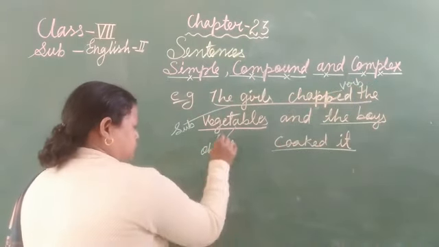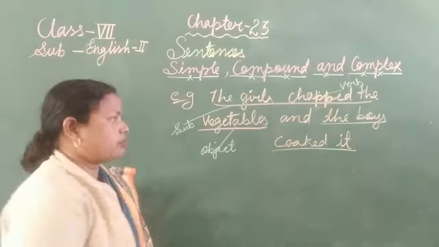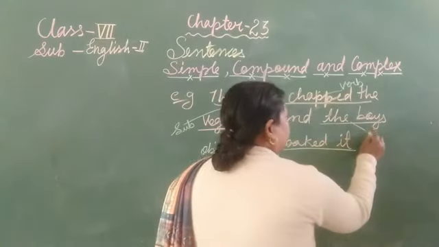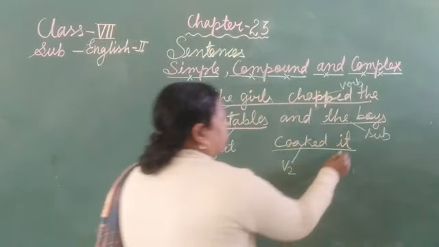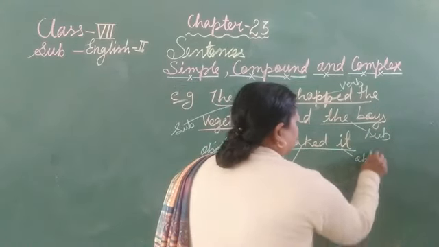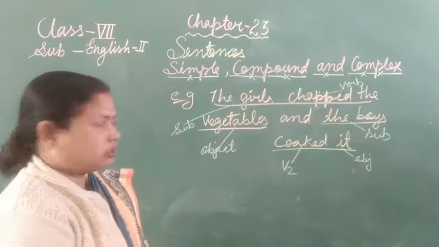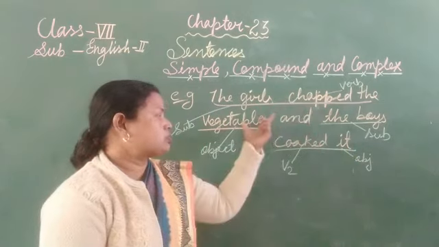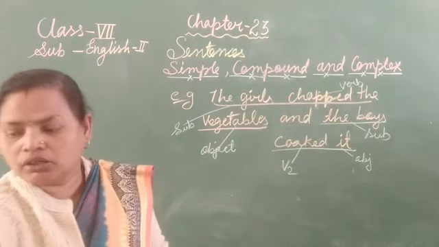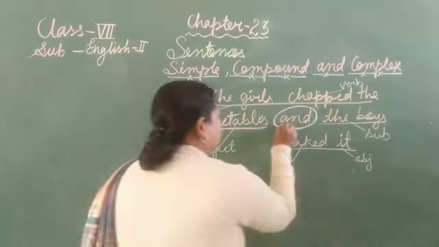So when there is a subject, verb, object, it is a complete sentence and it is one clause. In the same way, in the next part, the boy is the subject, cook is the verb, and it is the object, which refers to vegetable. So in this way, this is also a complete sentence and it is one clause. And these two clauses are connected with a conjunction that is called a coordinating conjunction, and.